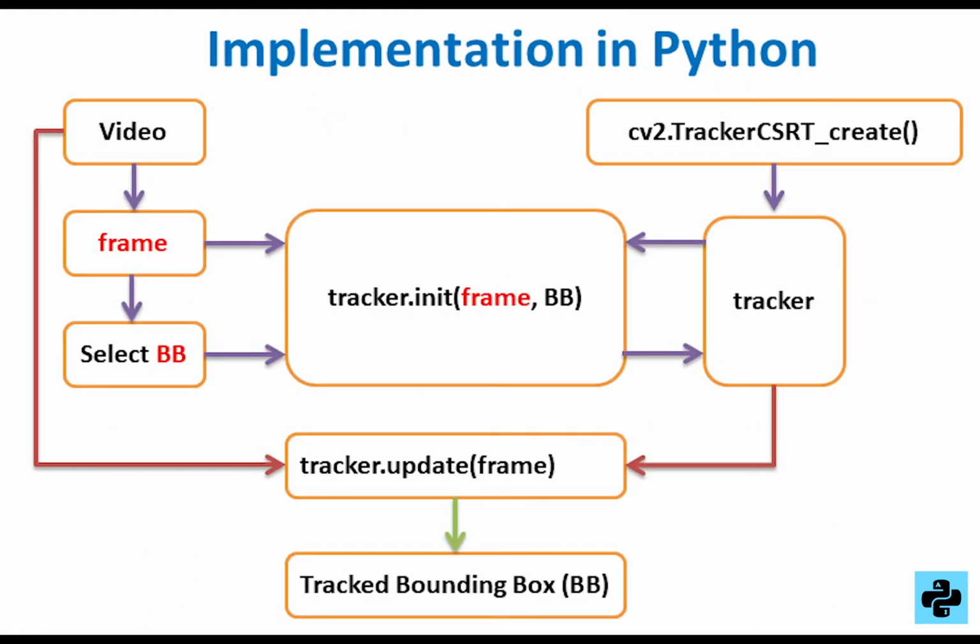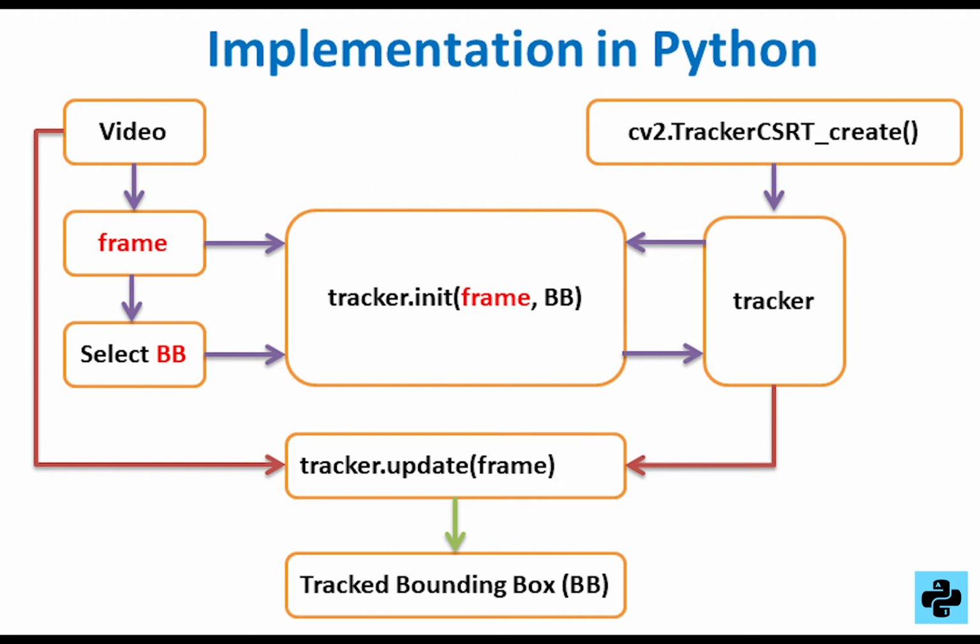So, let's have a look at the block level diagram of the CSRT tracker. The video can be either from a web camera or from a video file. In the start, we create the tracker object. We then take the first frame of video and select the object by drawing a bounding box around it. Then, we initialize the tracker object with that first frame and the bounding box.